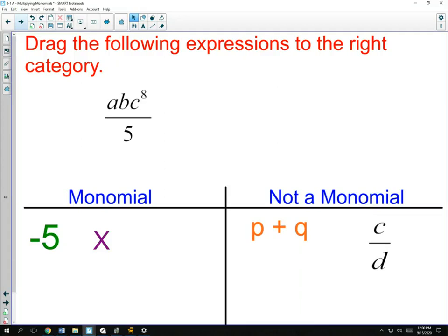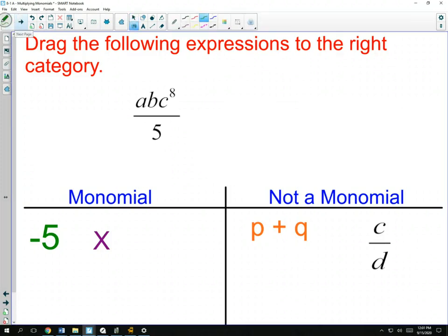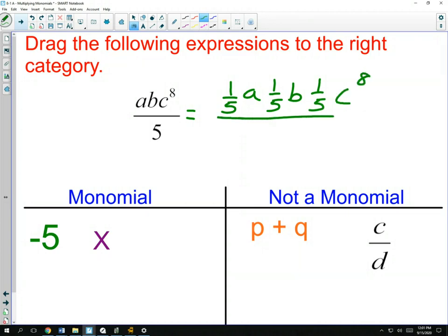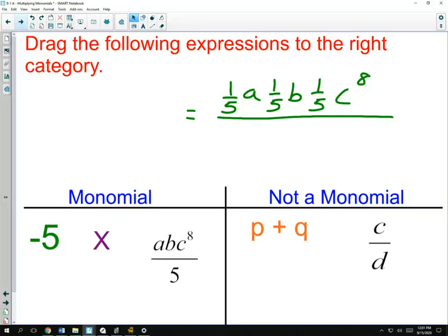So that makes people think that this one here is also not a monomial. However, if you divide by 5, that's the same thing as multiplying by a 5th. So it's kind of like saying 1/5 times a times 1/5 of b times 1/5 of c to the 8th. This is one term. As ugly as it may be, there's no adding signs in between, there's no subtracting signs in between. It's 1/5 times all of those, so it's still one number. This one is a monomial.